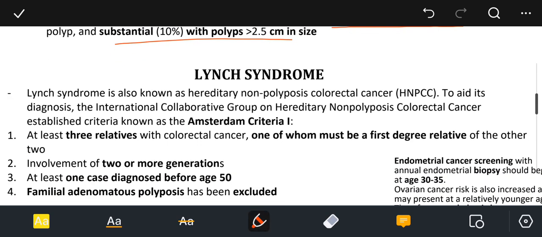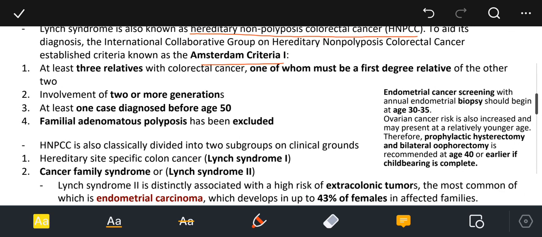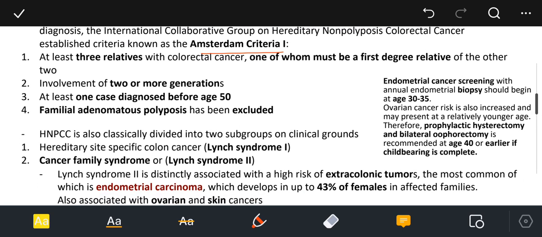Now let's talk about Lynch syndrome. Lynch syndrome is also known as hereditary non-polyposis colorectal cancer (HNPCC). To aid its diagnosis, the International Collaborative Group on HNPCC established criteria known as Amsterdam Criteria 1. At least 3 relatives with colorectal cancer, one of whom must be a first degree relative of the other. Involvement of 2 or more generations. At least one case diagnosed before age 50. Familial adenomatous polyposis has been excluded.